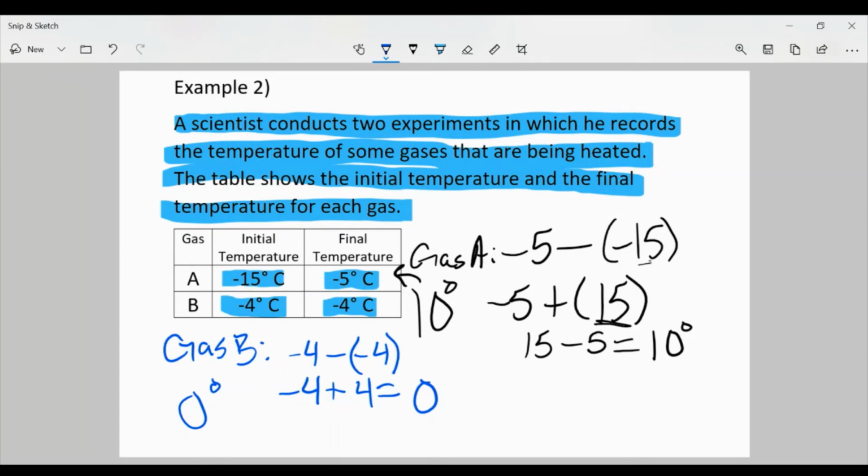Now that's how you do it when they give you a table and they're asking for the change of temperature or any kind of value, the difference of any values. Remember to take your final value and subtract the initial value from it. So the final value minus the initial value.